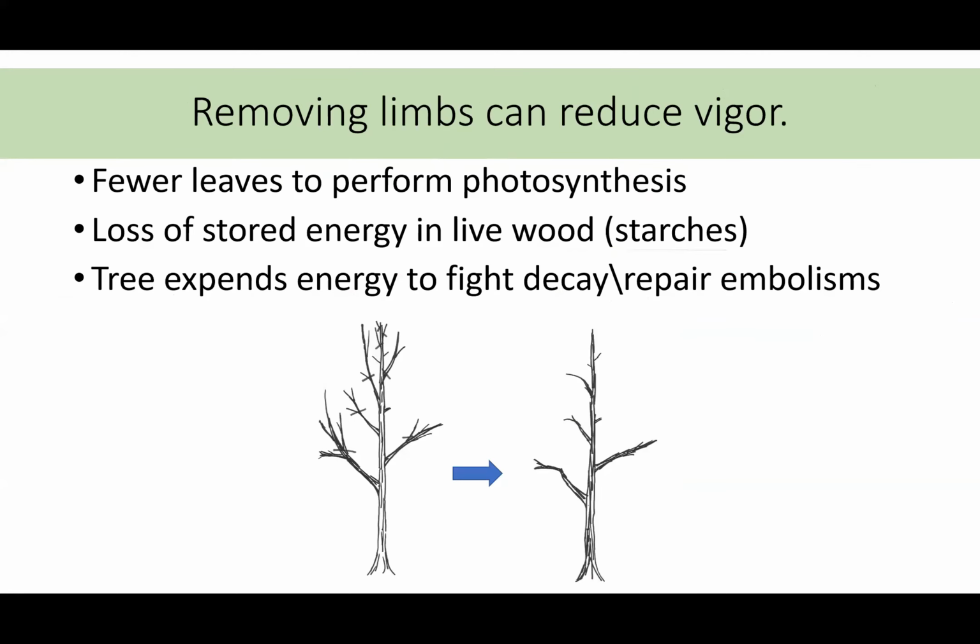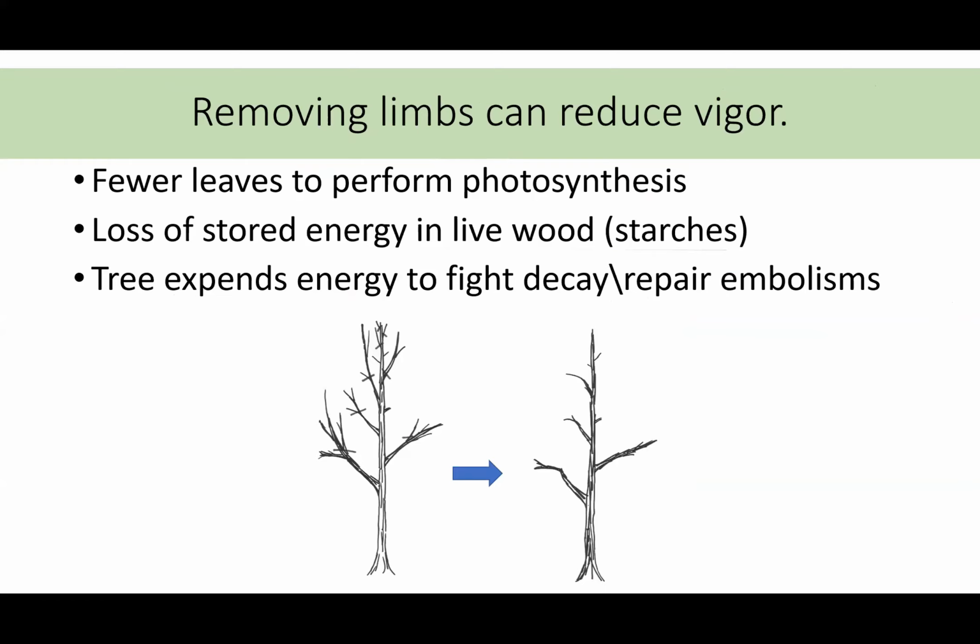Also, pruning is just hard on a tree in general. It reduces a tree's vigor, which is a fancy way of saying it just stresses it out. When you prune off a branch, you're either taking off buds that were going to become a leaf or leaves, and leaves do photosynthesis. So less photosynthesis being done means less energy for the tree. So pruning reduces the amount of energy a tree can create.